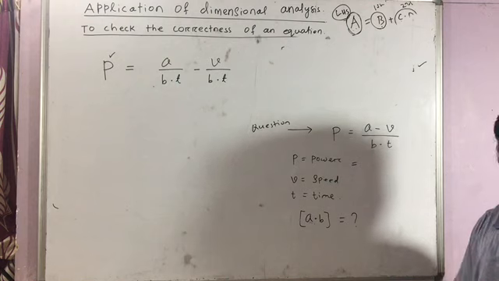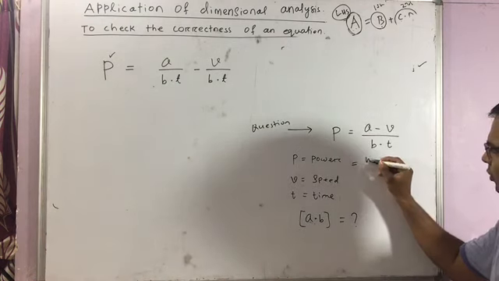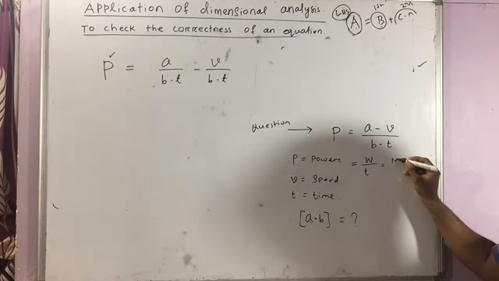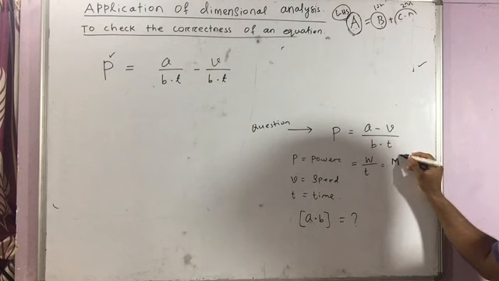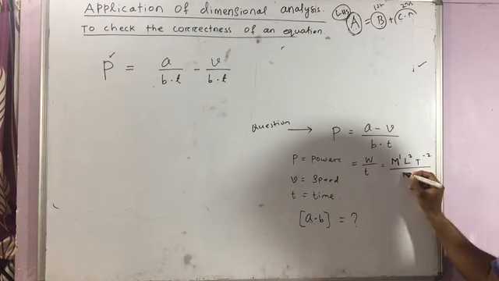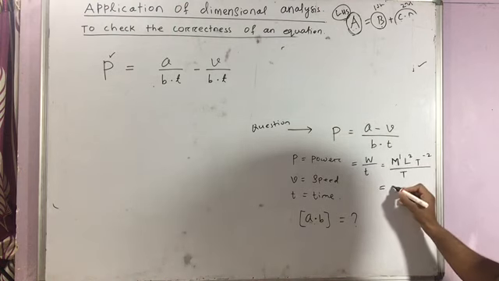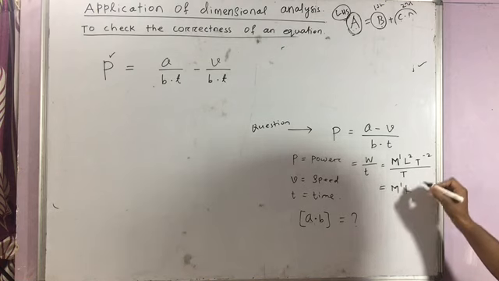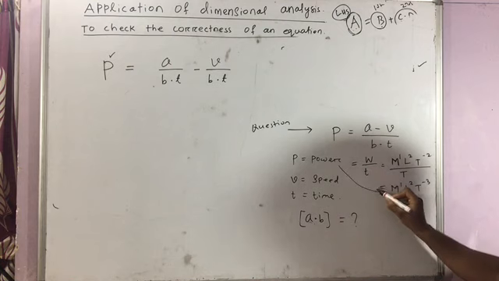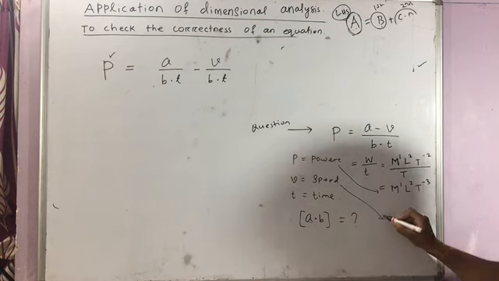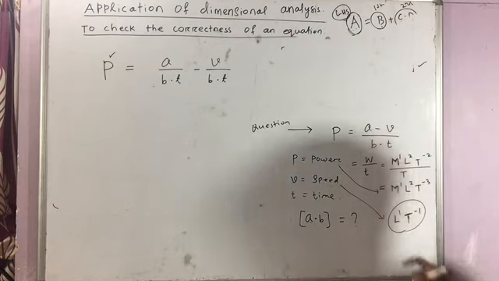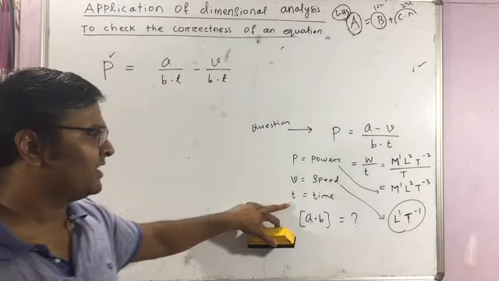So first find out the dimension of power. Power is work by time. The dimension of work or energy must be the same, which is M1 L2 T minus 2 divided by T. So the dimension of power is M1 L2 T minus 3. Dimension of speed, you know, is L1 T minus 1. And the dimension of time as a fundamental quantity is T.